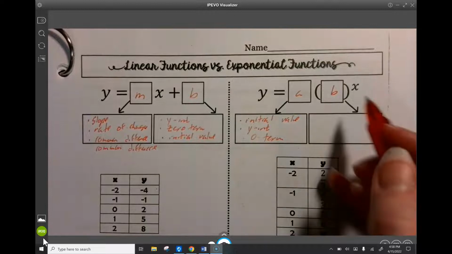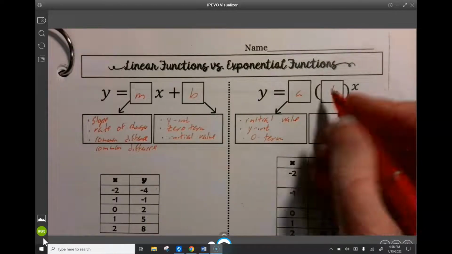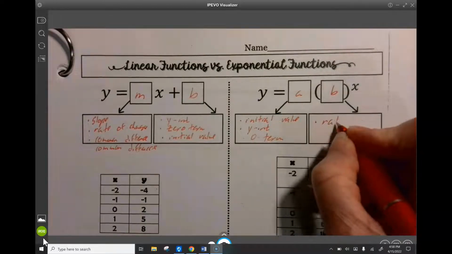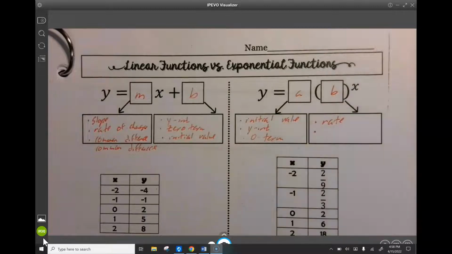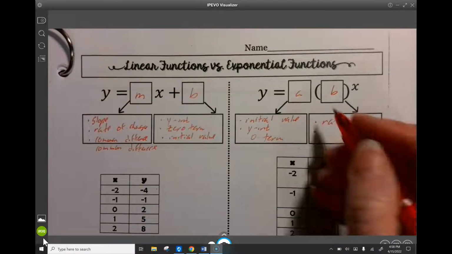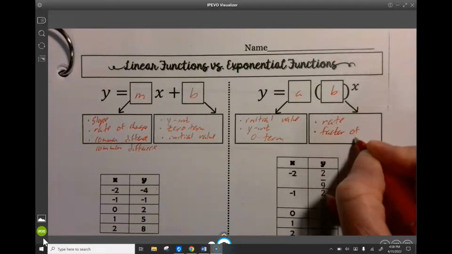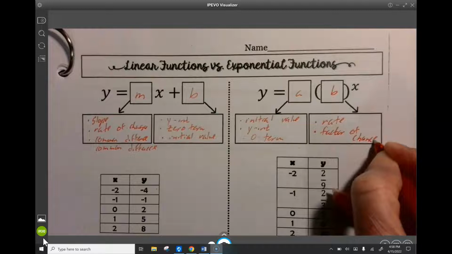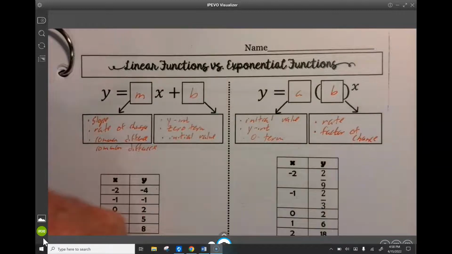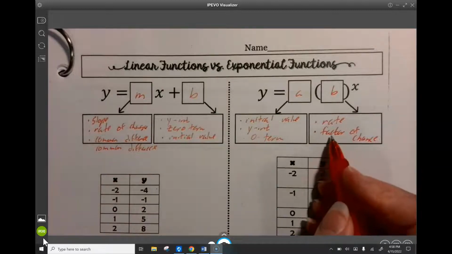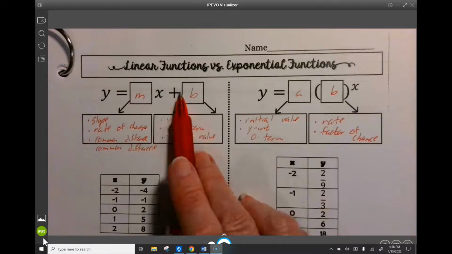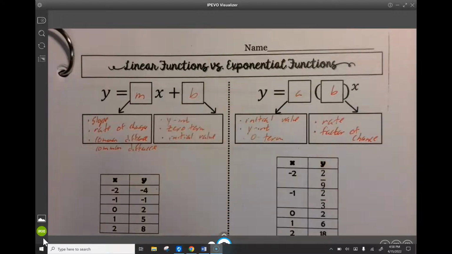Now, we know that b is what it changes by. So this is our rate. Like when we were talking about exponential growth and decay, that was our rate. It's also our factor of change. Now think about factors. If I think about the factors of 12, 3 is a factor of 12. I multiply 3 times something. So this is a multiplication, which makes sense because here we have addition, here we have multiplication.